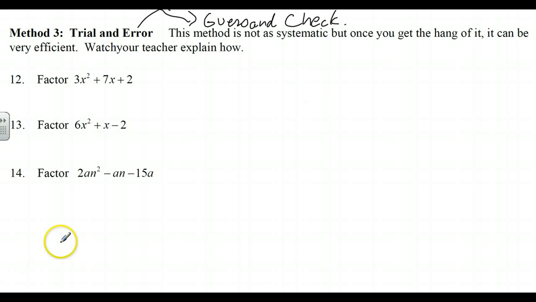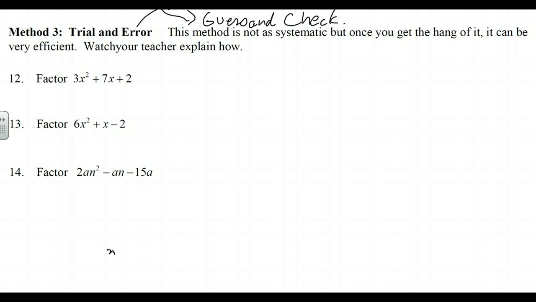Okay, so method number 3, trial and error, or as I like to call it, guess and check. Now it's not as systematic, but once you get the hang of it, it can be very efficient. Watch your teacher explain how. Okay, so here's how we do it.